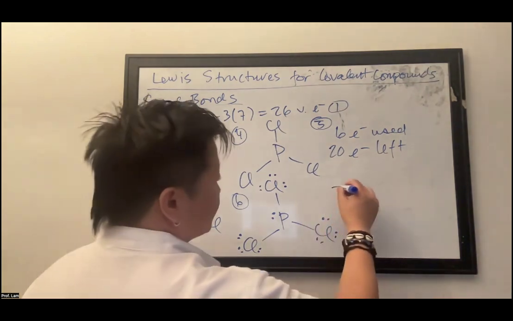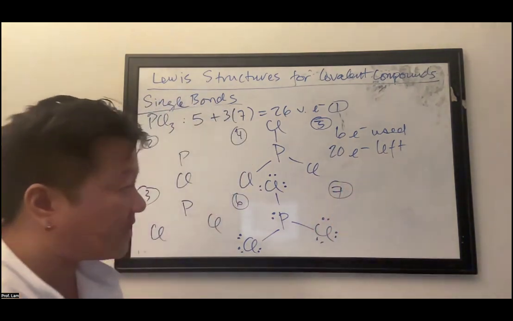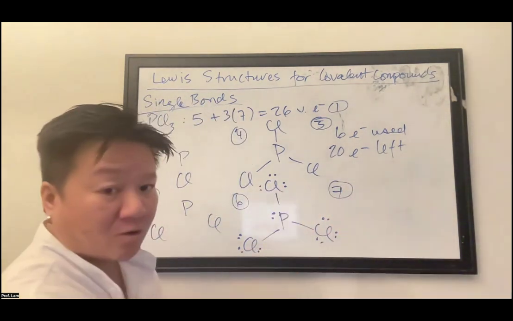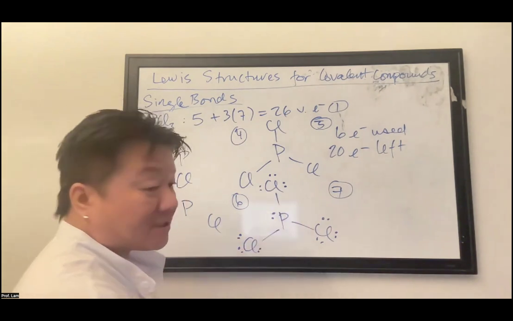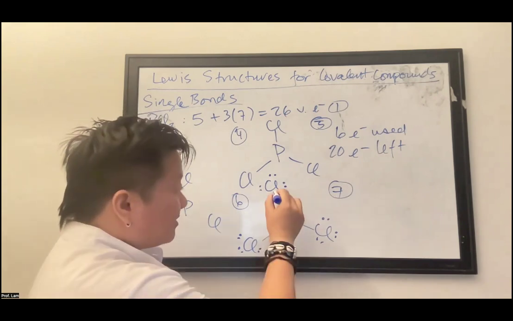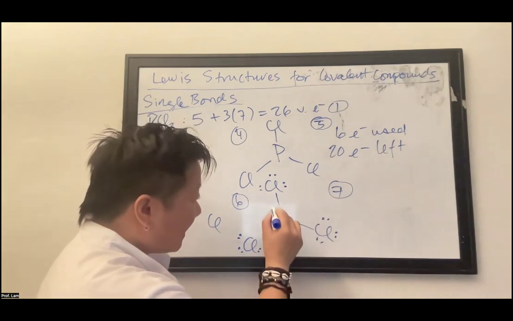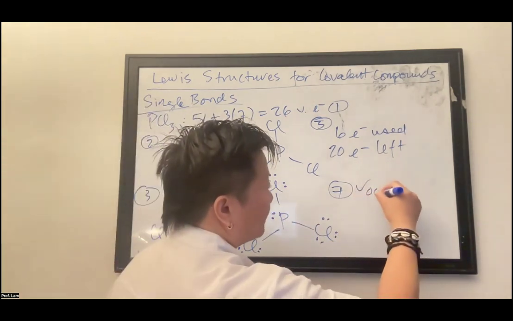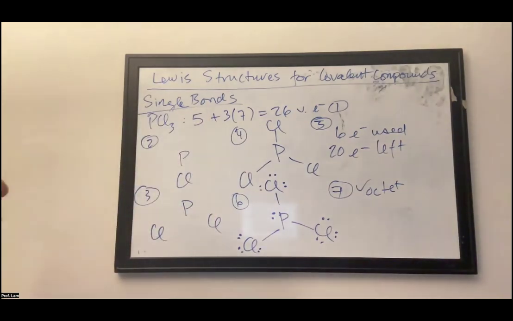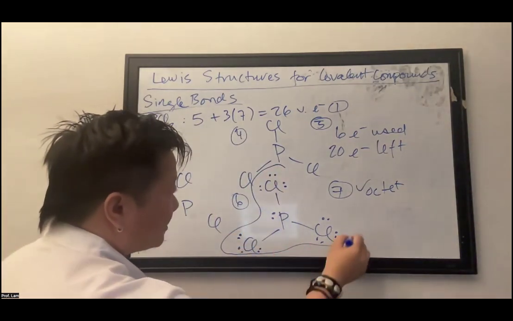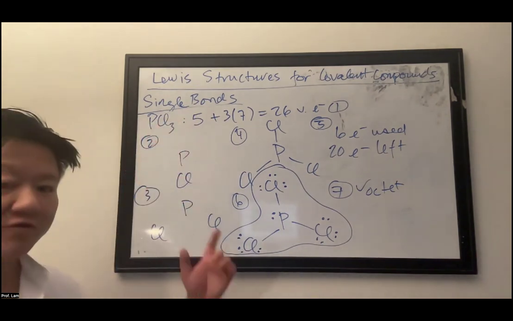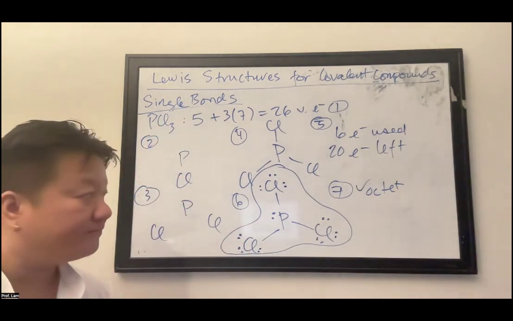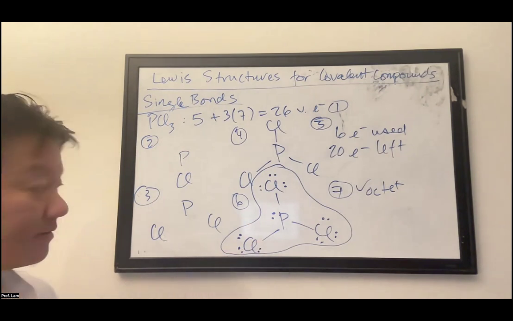Okay. So then step 7, we're going to check our octet. Let's see. The chlorines I know are happy because we made them happy, right? We purposely did. But we need to check phosphorus. Is it happy? 2, 4, 6, 7, 8. All right. Everybody's happy. And that's your structure for PCl3. I usually circle it just because there's a lot going on, right? So always circle your final answer. It's going to help me grade. It's going to help you.